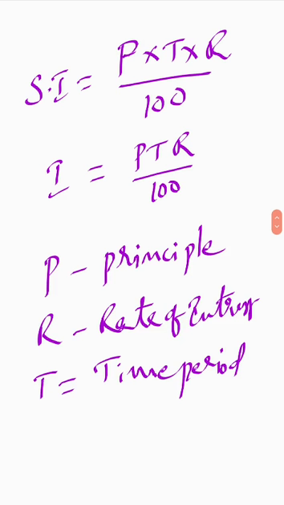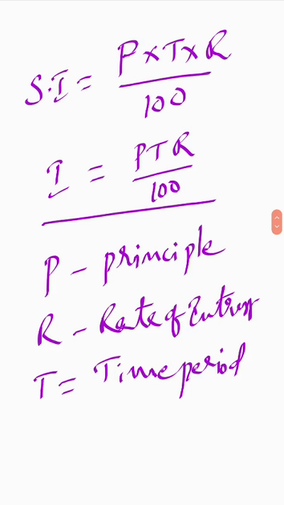Whatever amount we are borrowing from the bank or any other person, how much amount we are taking, that is the principal. The rate of interest is what they are giving, like 10% or 15%. And the time period is 1 year or 2 years or 1.5 years. So by using this formula we can find the interest for the borrowed money.